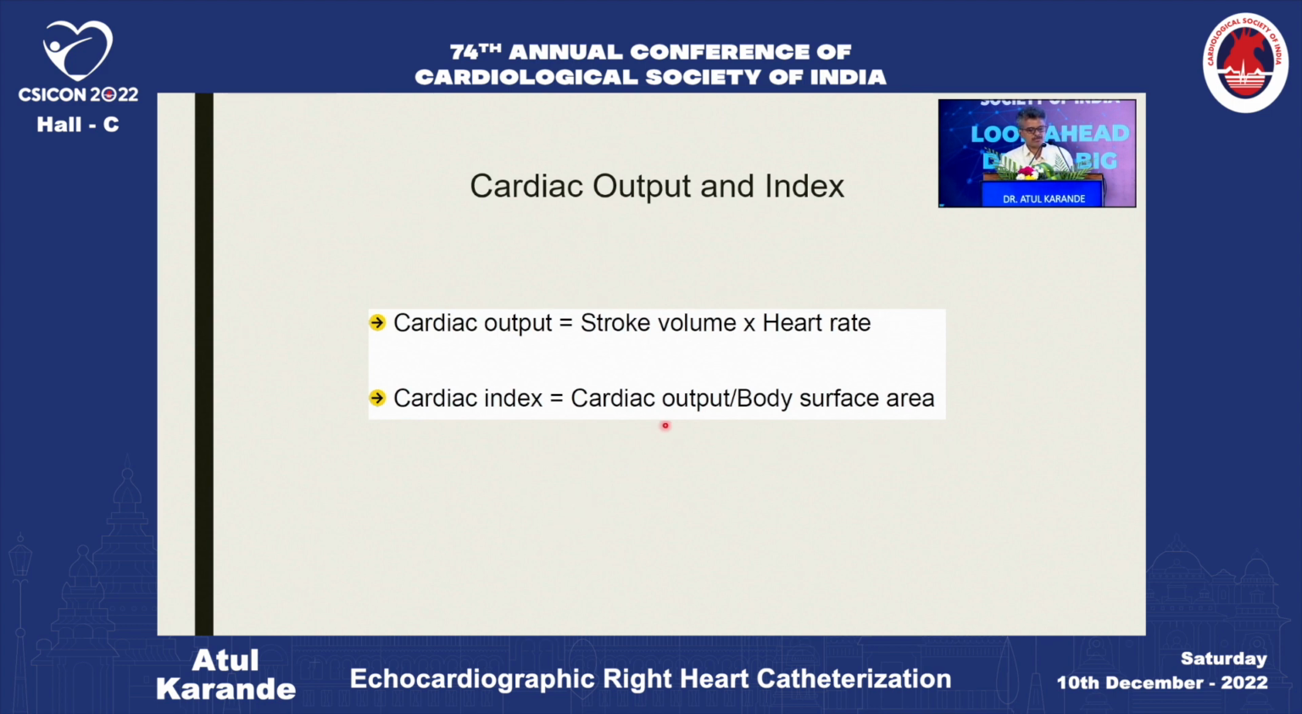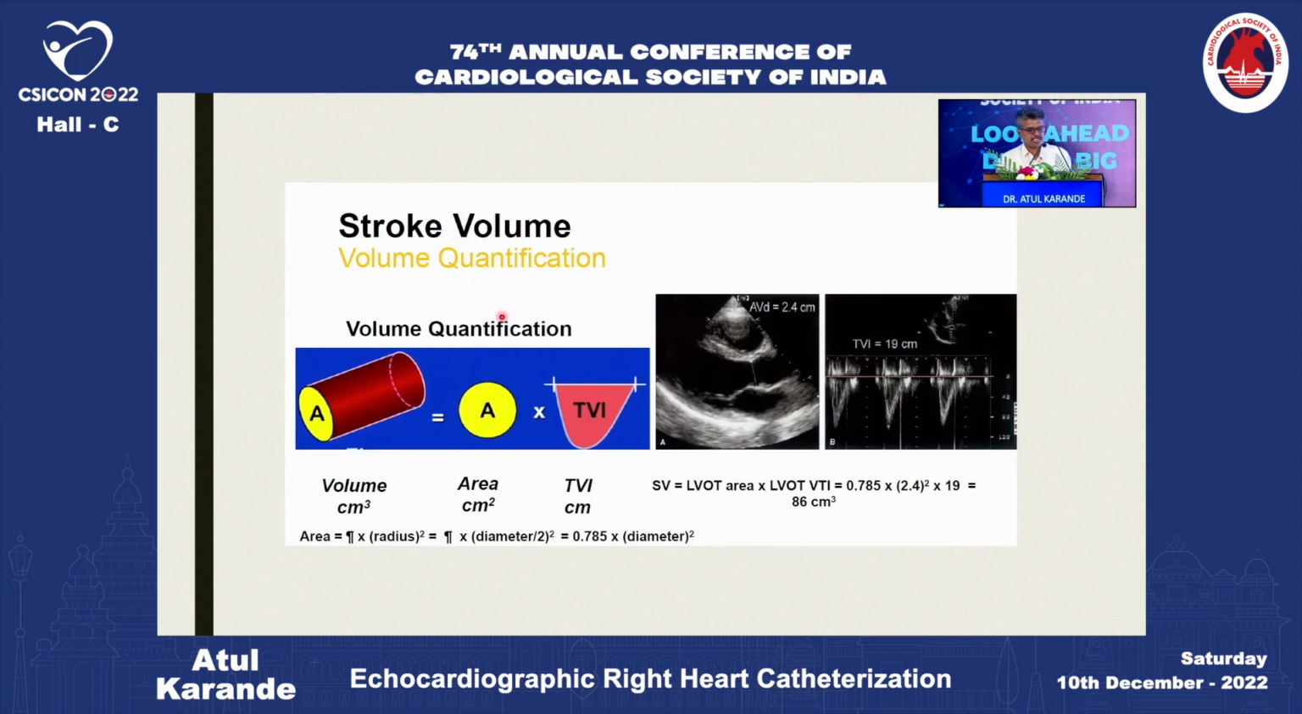Now we can also measure the cardiac output and index. Cardiac output is nothing but stroke volume times heart rate, and cardiac index is cardiac output divided by the body surface area. Now we can measure the stroke volume by measuring the LVOT diameter and area and VTI of LVOT, and the machine automatically displays the stroke volume.